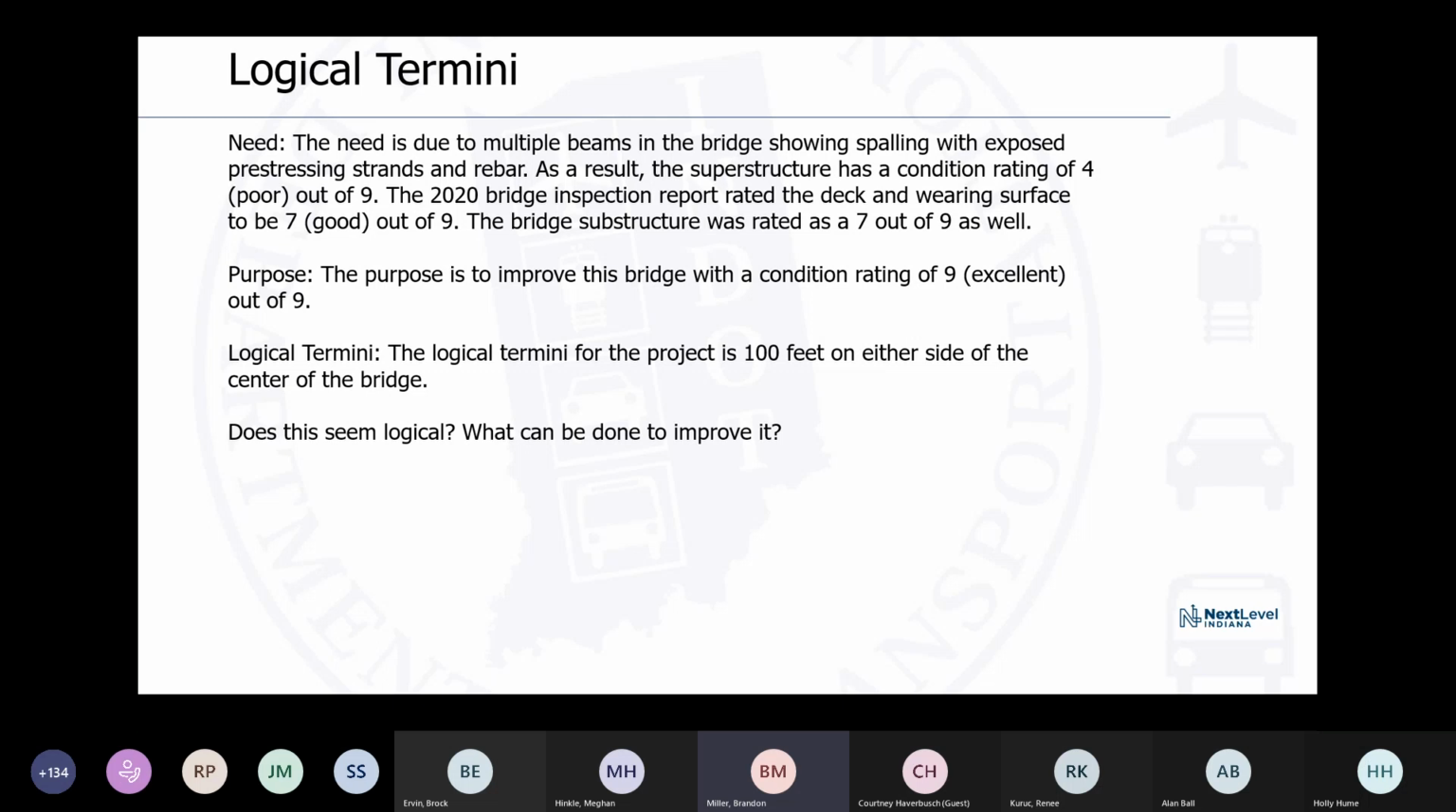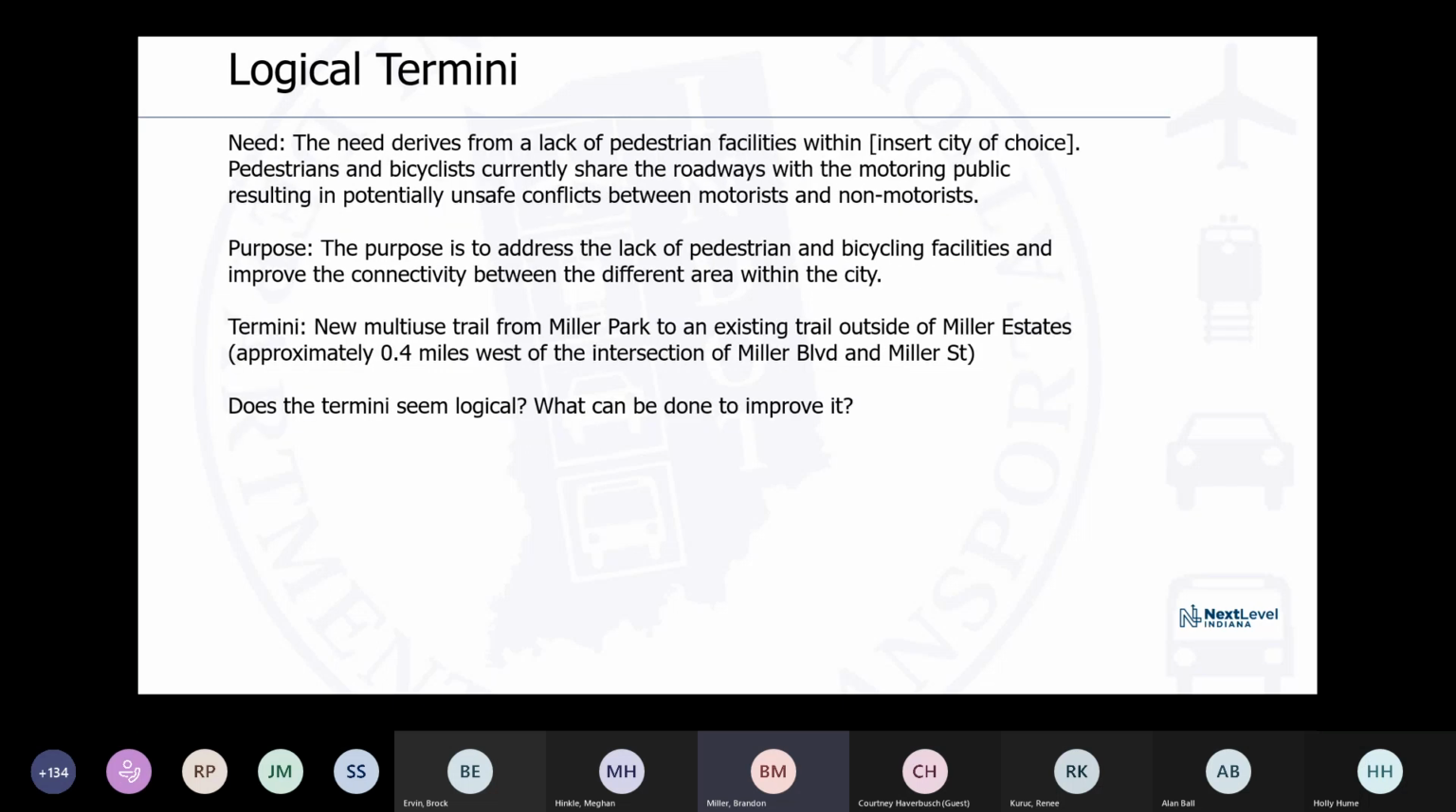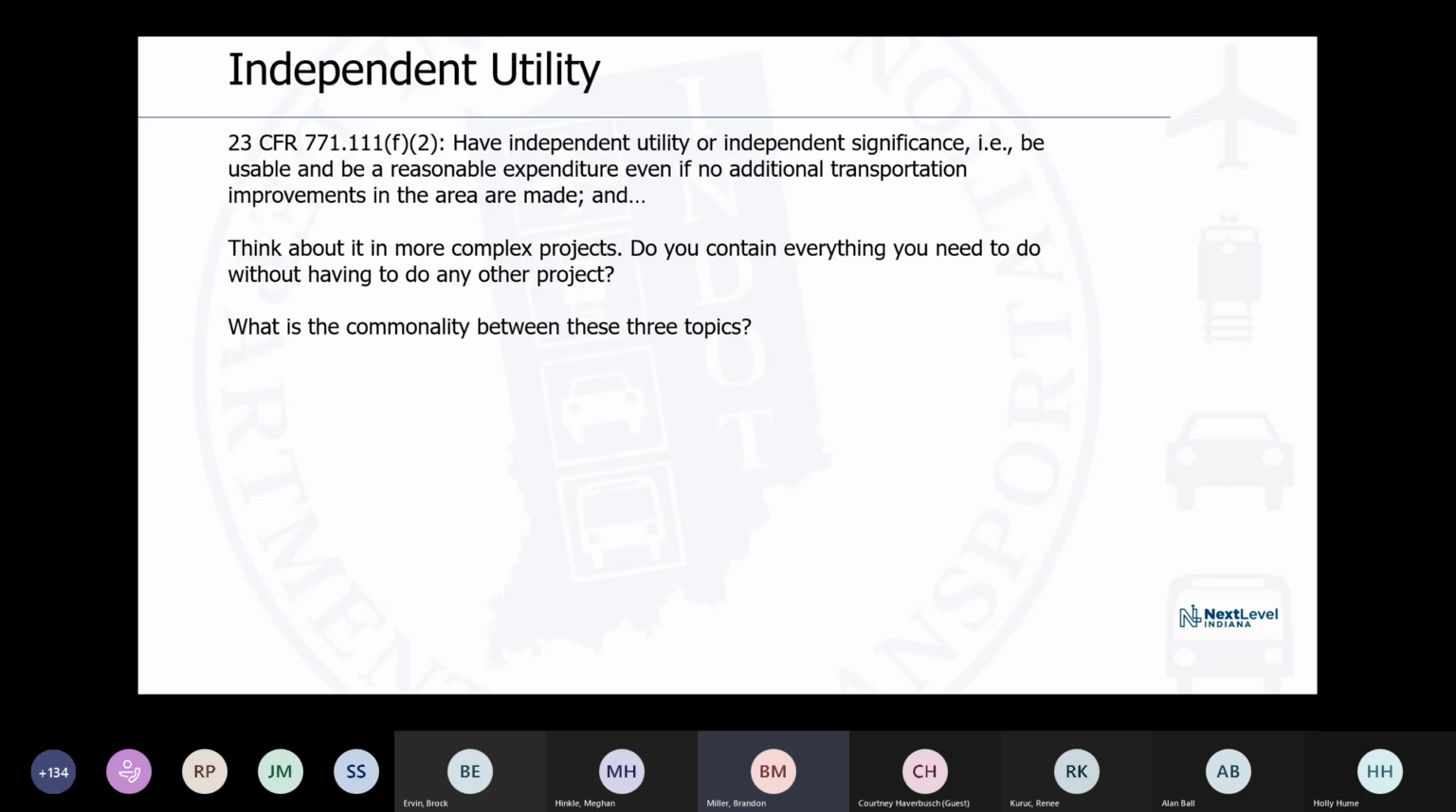You explain why exactly you're doing it. And if you talk about how it intertwines or how that is logical, all of a sudden you've also explained why your project is independent. If we tie back into the existing roadway network, there's not anything else that we need to do with this project. It has independent utility. There's no additional projects that are needed.